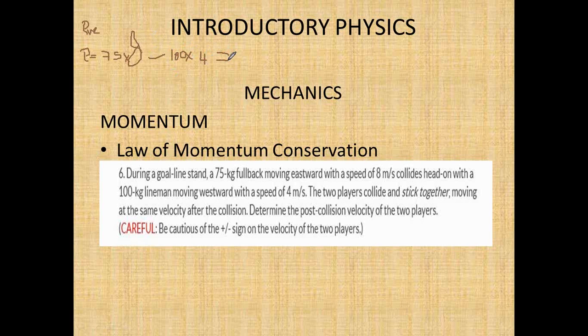So 75 times 8 is 600. And 4 times 100 is 400. The reason why we have the negative is because of the velocity. He's moving leftward, westward, so the velocity is negative. So the pre-collision momentum is 200.